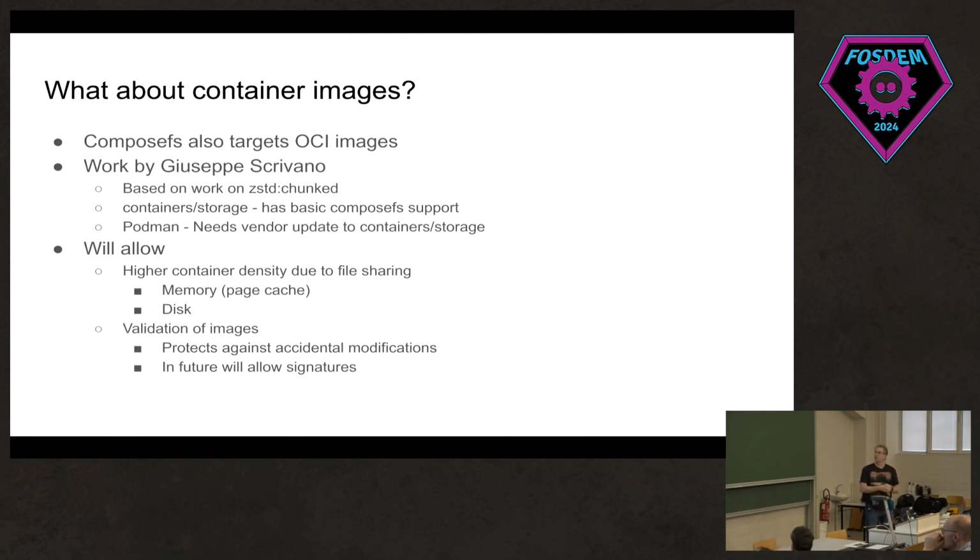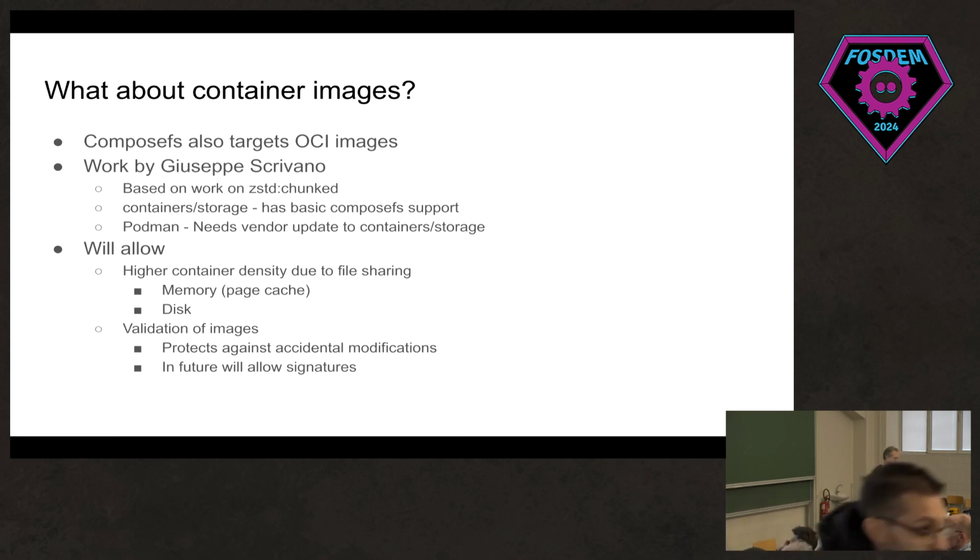So if you look at container storage, which is the Go library for storing local images that Podman uses, the latest version has basic ComposeFS support. And we just have to wait until they vendor the latest version into Podman, and then it should just work out of the box. And if you have this, we'll get some of the advantages of ComposeFS, like higher density. If any images in your cluster happen to share files, those files will be stored only once on disk, per whatever node you're using, and once in memory.